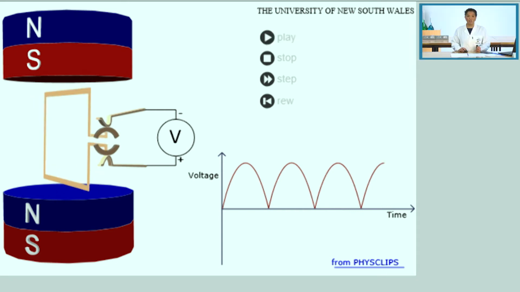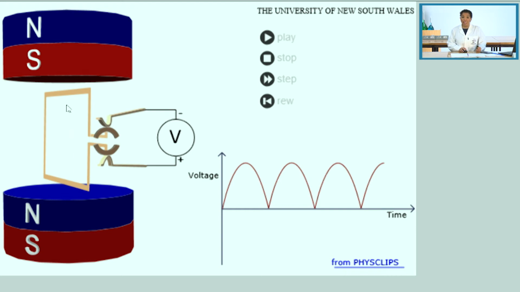So if we have a look at this orientation over here, we've got our coil in a vertical position. If we have a look at our graph, it shows that in that position the voltage or the EMF induced is actually a maximum. So let's have a look at the orientation of the coil in two ways. If we look at the frame of the coil, we can see the coil is in a vertical position.